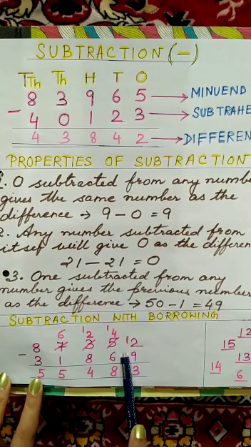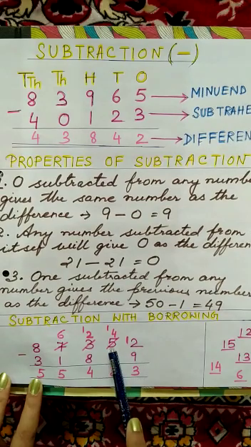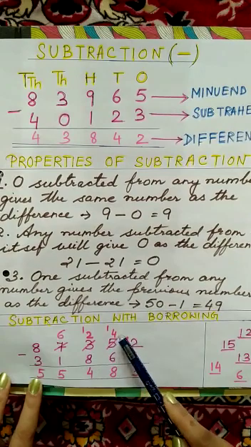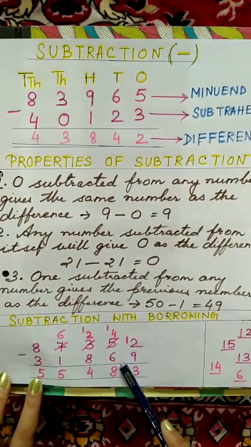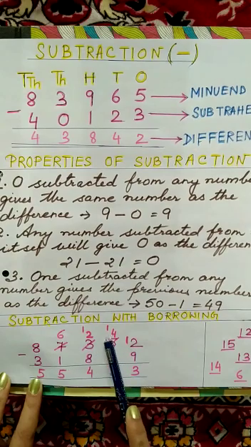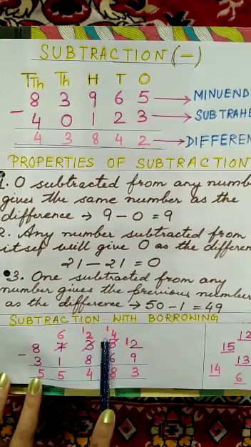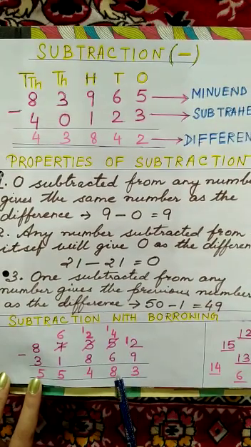Now after borrowing 1, this becomes 12. 12 minus 9 is 3. Since we borrowed from here, we reduce it to 4. Now again 4 is smaller than 6. So we cannot subtract. We borrow 1 from the previous digit. So we make it 14 now. 14 minus 6 is 8.